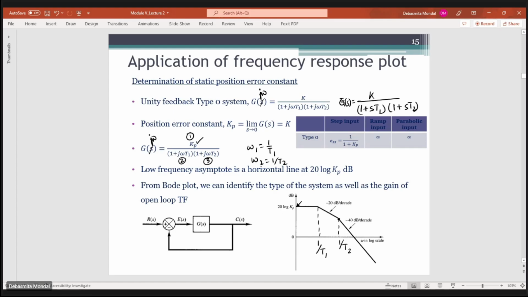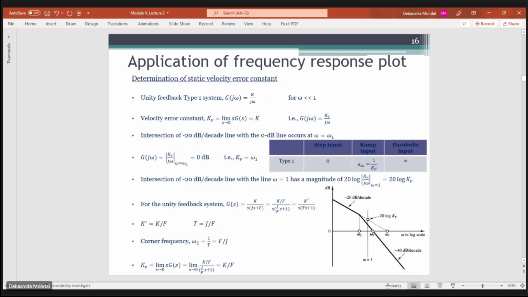Okay. Then let's talk about a type 1 system. A type 1 system means the transfer function will be given by K by j omega, that is, a single pole at origin. The velocity error constant is given by Kv equals limit of s into G(s), which is equal to K. So we can rewrite G(j omega) as Kv by j omega.